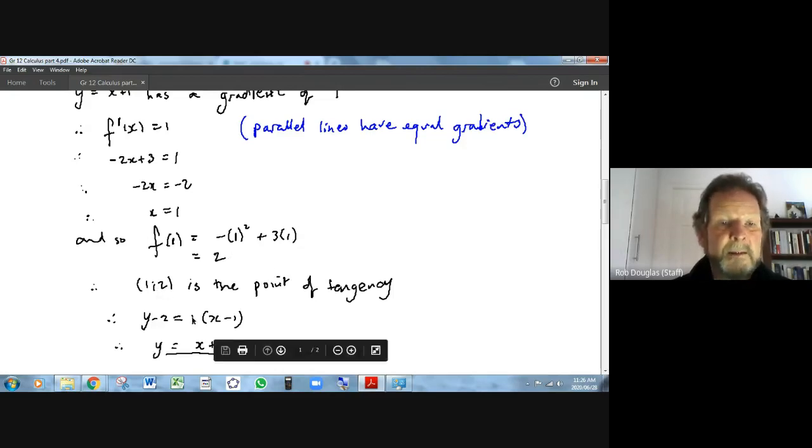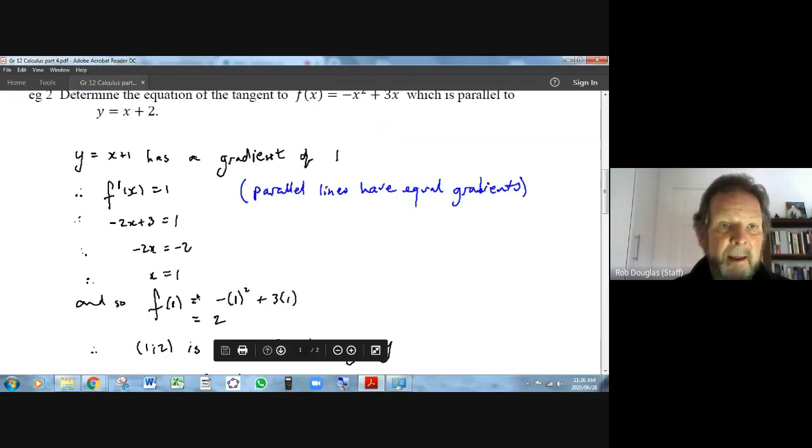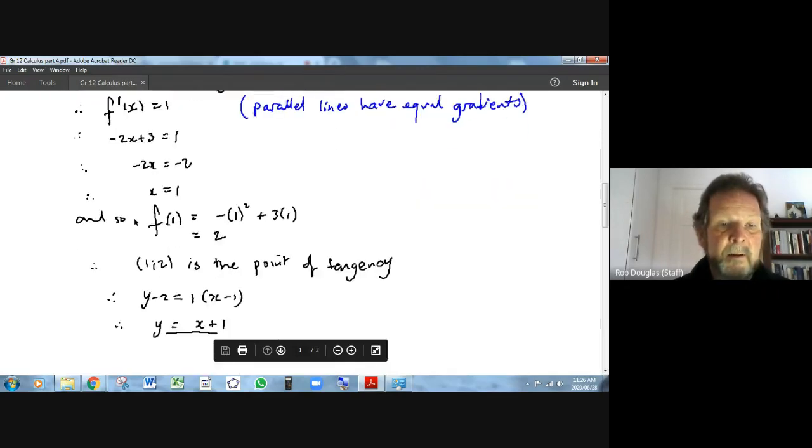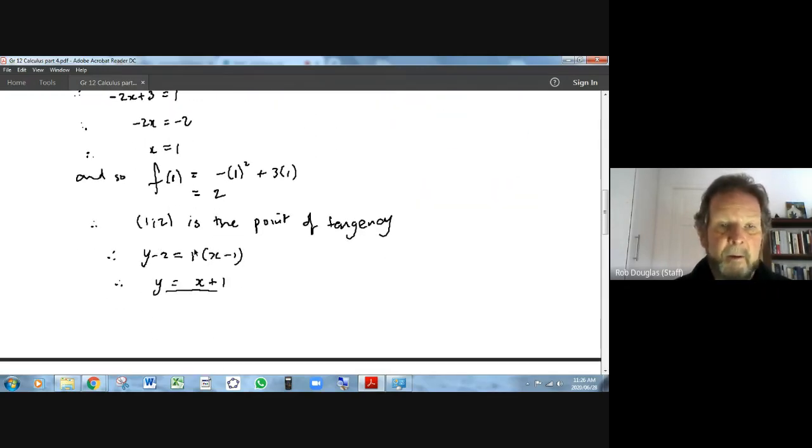The gradient is 1 because it's parallel to that line up there, y equals x plus 2. There goes in the gradient. There's x minus x1, y minus y1. 1 times x, we get minus 1. We add 2 to minus 1, we get plus 1. There's the equation of the line at the point of tangency, which is (1, 2).